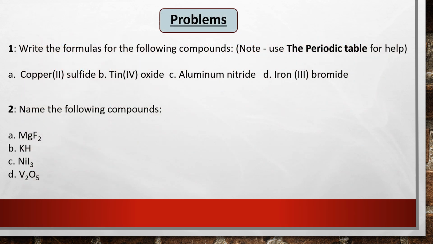Problem solving time. Our first problem is write the formulas for the following compounds: A. Copper(II) sulfide, B. Tin(IV) oxide, C. Aluminum nitride, D. Iron(III) bromide. Our second problem is name the following compounds: A. MgF2, B. KH, C. NiI3, D. V2O5. The solutions are on the next slide, but you can try to solve this by yourself.